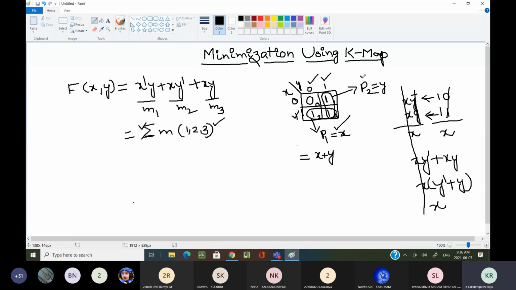Now what about pair 2? X is varying. If you see column wise, y is common in the pair we have formed. In these two min terms, x is varying. Now you can directly cancel x and write it as y. Everyone, are you understanding? Yes, sir. Everyone, are you following? The first example is a simple example.